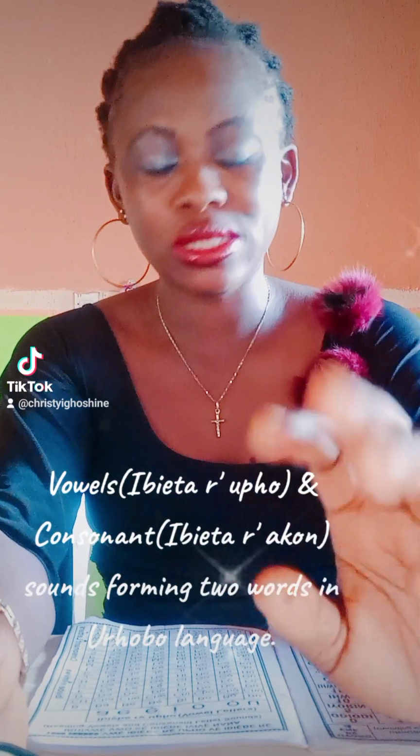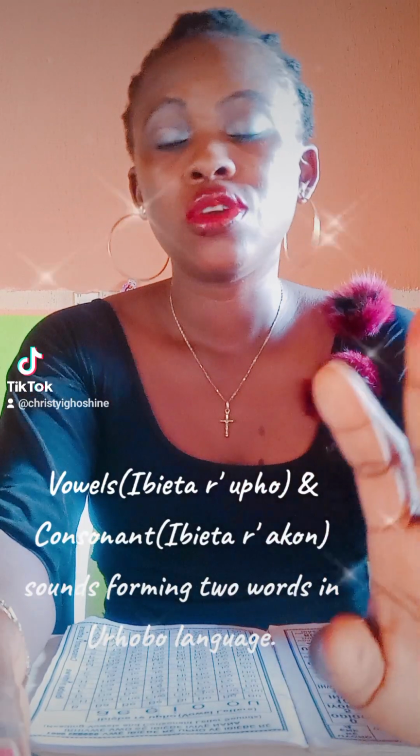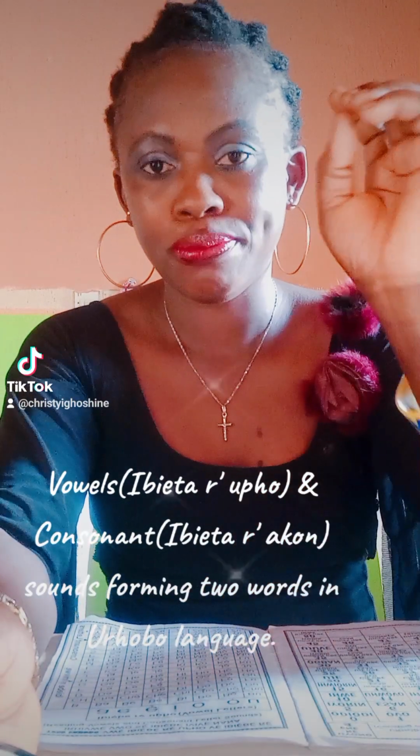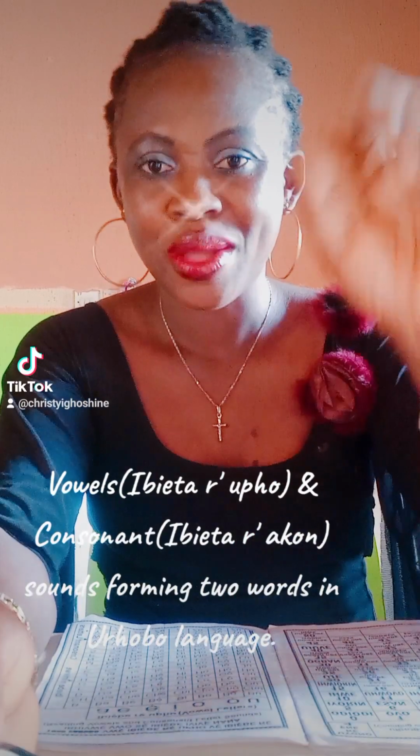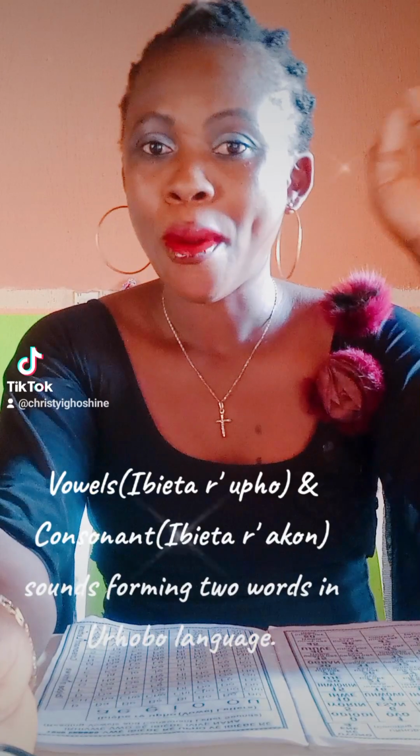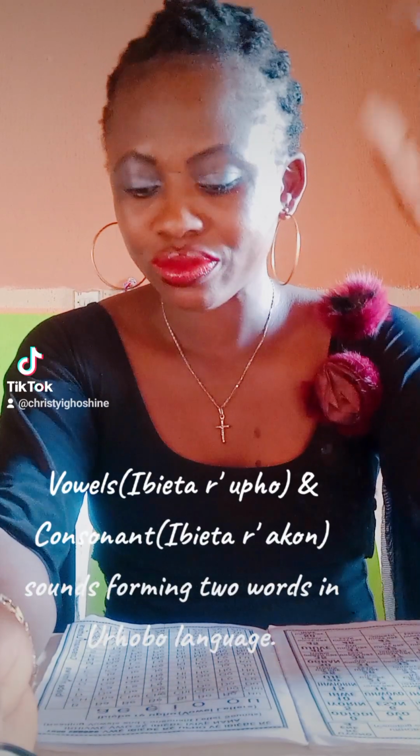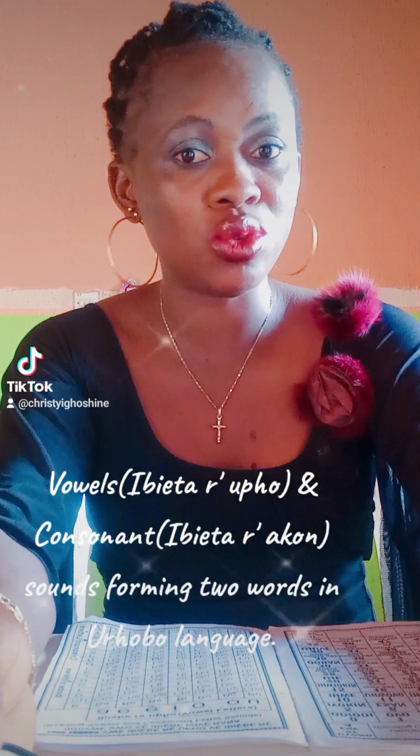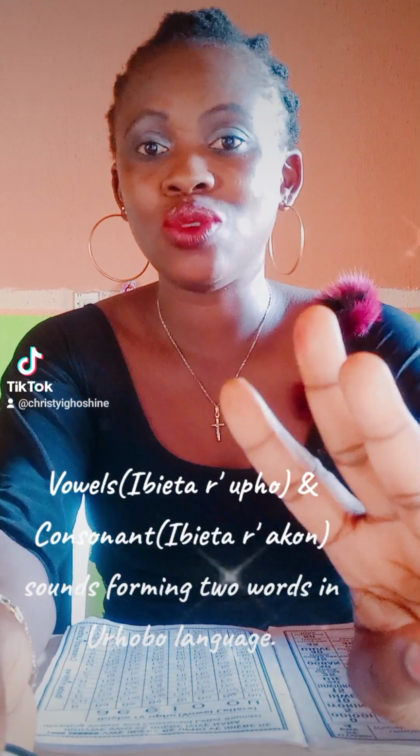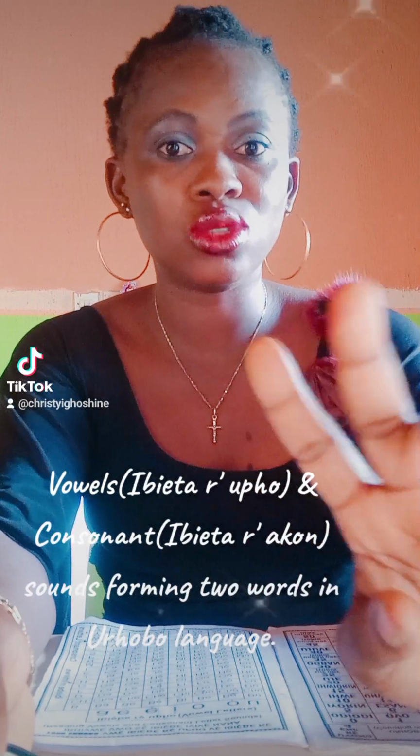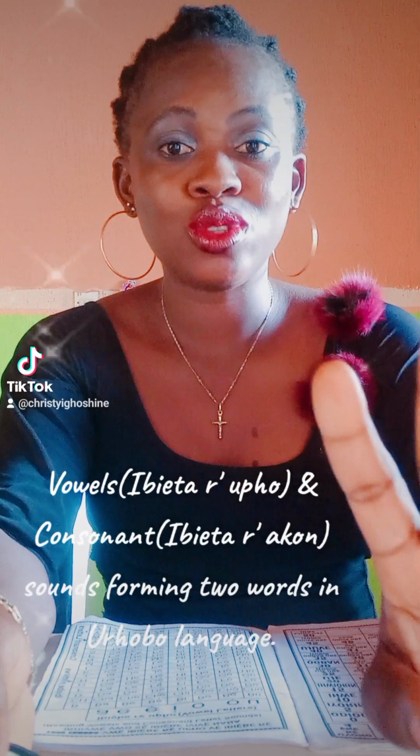Now I want to combine the consonant sound with vowel sound in Urhobo to pronounce 2-letter words. Letter B: ba, be, be, bo, boo. There is no letter C in Urhobo language. We only have letter C when it comes to when you want to pronounce 3-letter words or 2-letter words in Urhobo. Now I'm going to letter D.